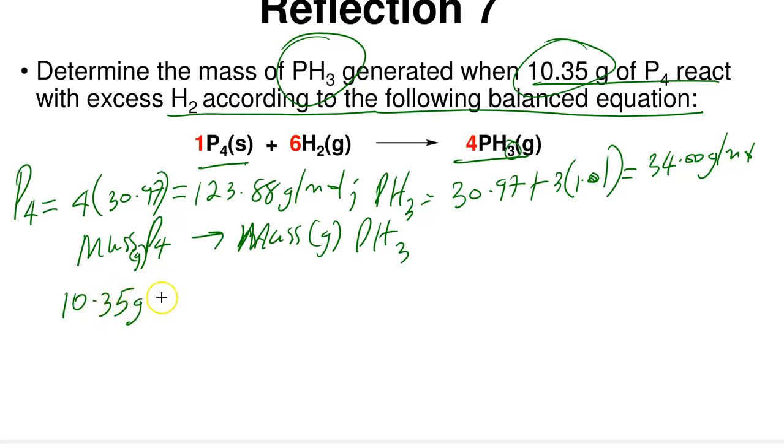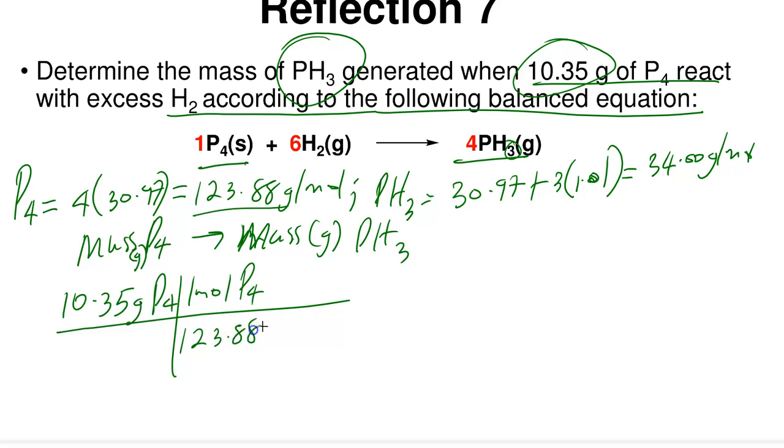10.35 grams of P4. First of all, convert it to moles of P4, right? We know that a mole of P4, like I calculated, the molar mass will be 123.88 grams of P4. Again, we cancel this. Now, let's go to the mole ratio. We're talking about two things, right? Our interest here is between this and this. Since we're looking for this guy first, we're going to put this on top.